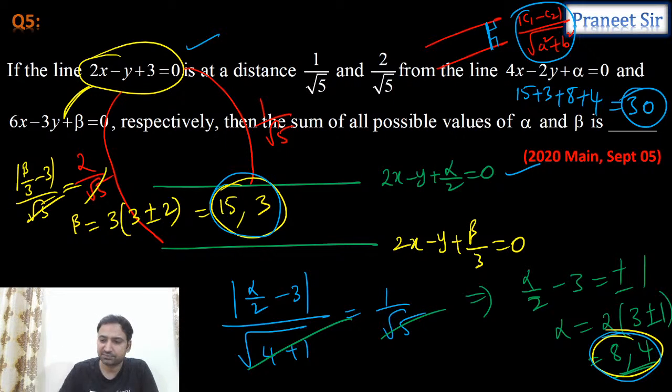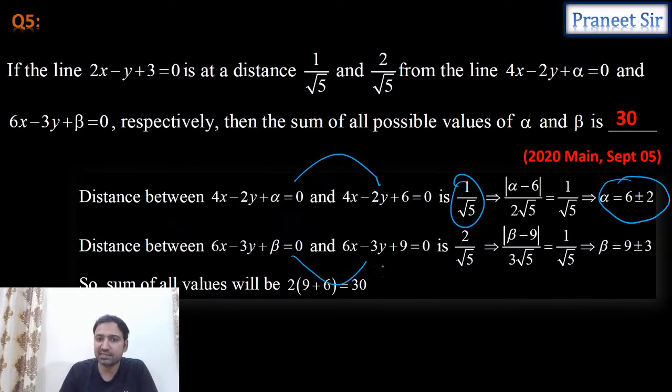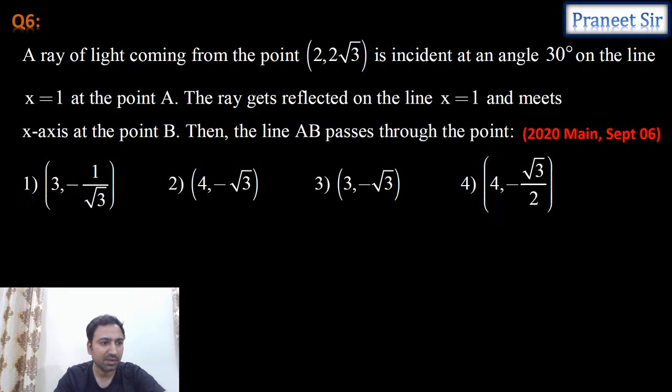Rohit, understood now? So we are calculating distance between these two lines and equating it to 1 by root 5. We are getting alpha is equals to 8 and 4. Same way, we are calculating distance between these two and we are equating it to 2 by root 5, and we are getting beta is equals to 12 and 6. So now add all this, you get the answer 30. Okay, next.